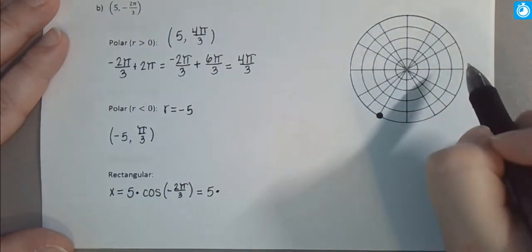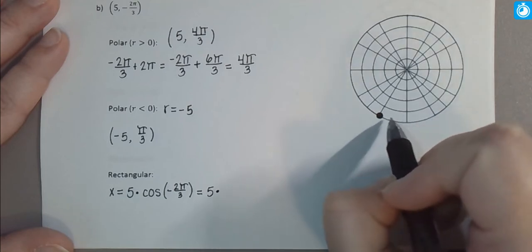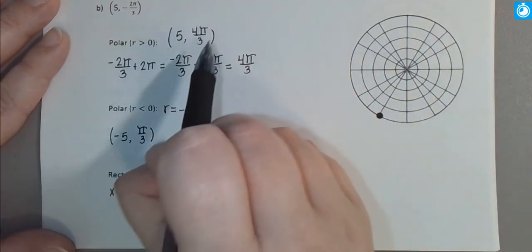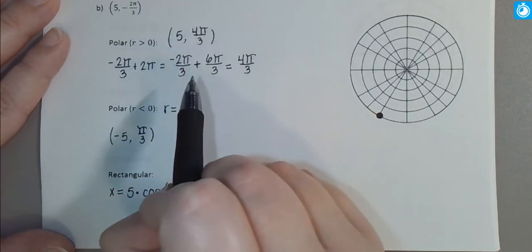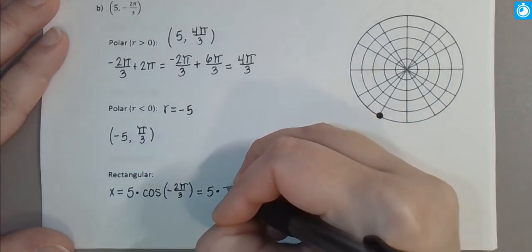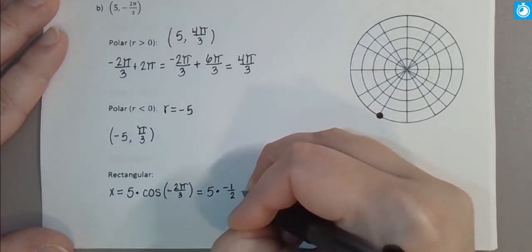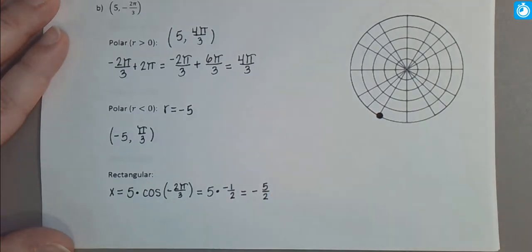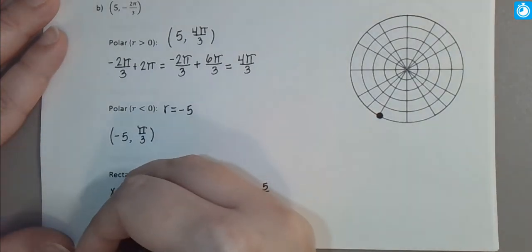Well, if we were to think of this like the unit circle, we know negative 2 pi over 3 is down here. It's coterminal with 4 pi over 3, which means we can use the values that we know for 4 pi over 3 to find this particular value. So at 4 pi over 3 radians, the cosine has a value of negative 1/2, which gives us an x-coordinate of negative 5/2. What about our y-coordinate?